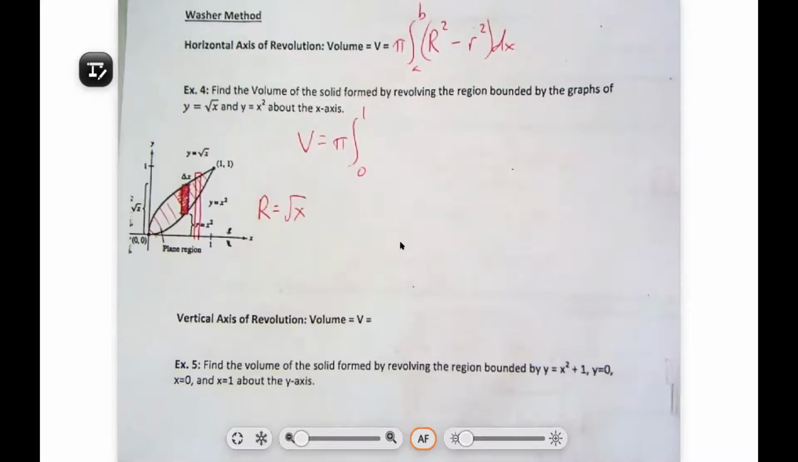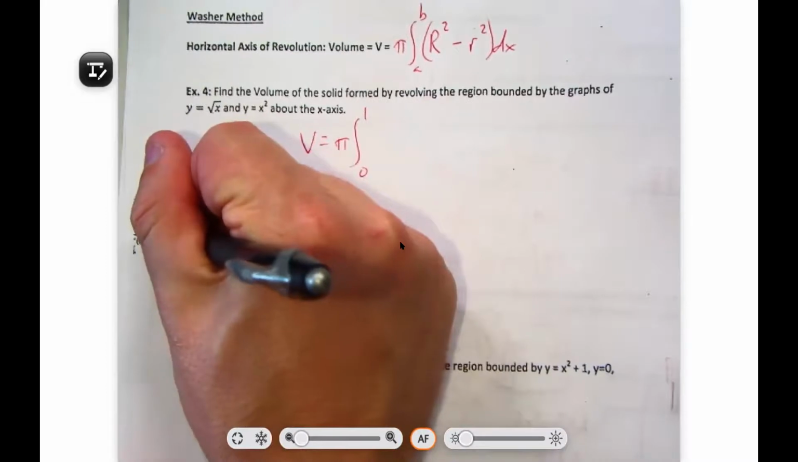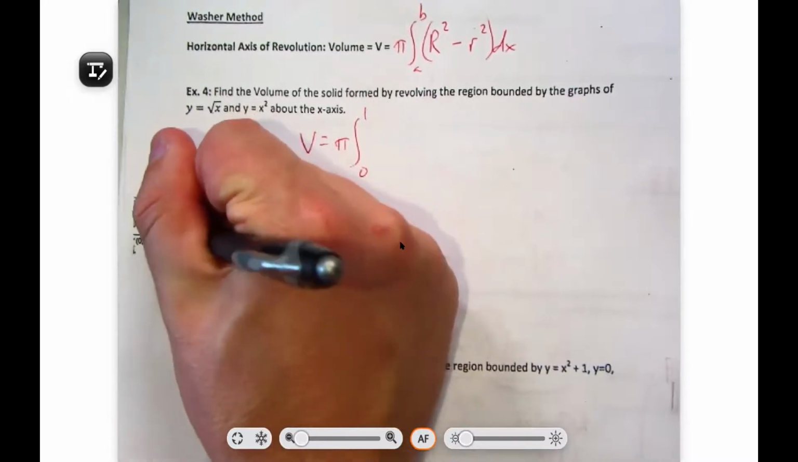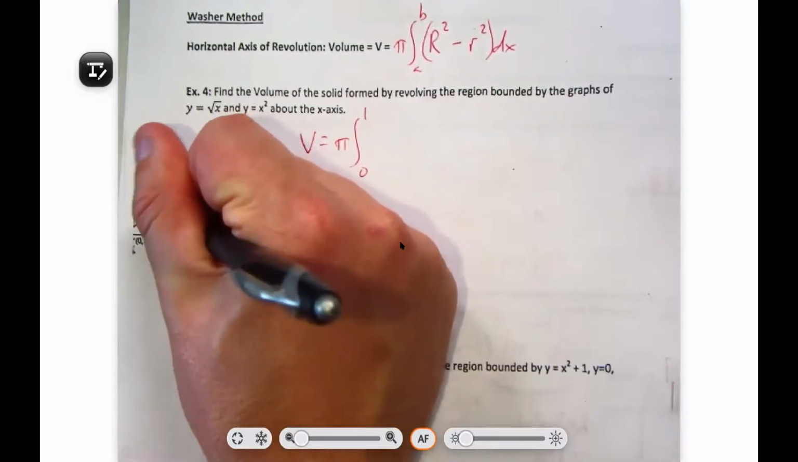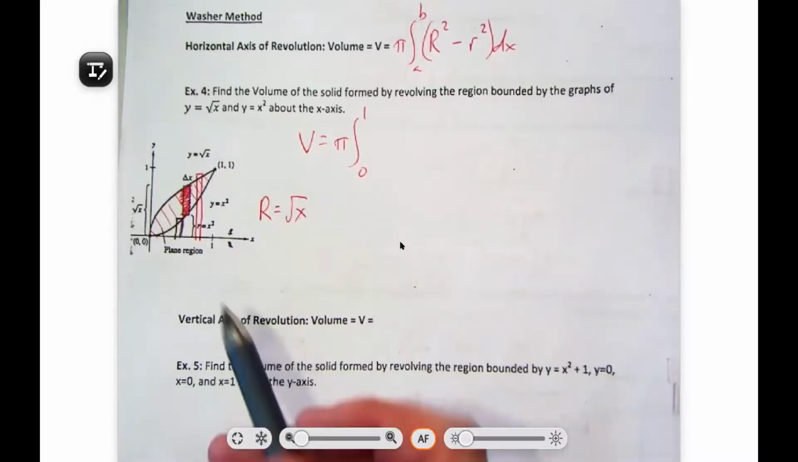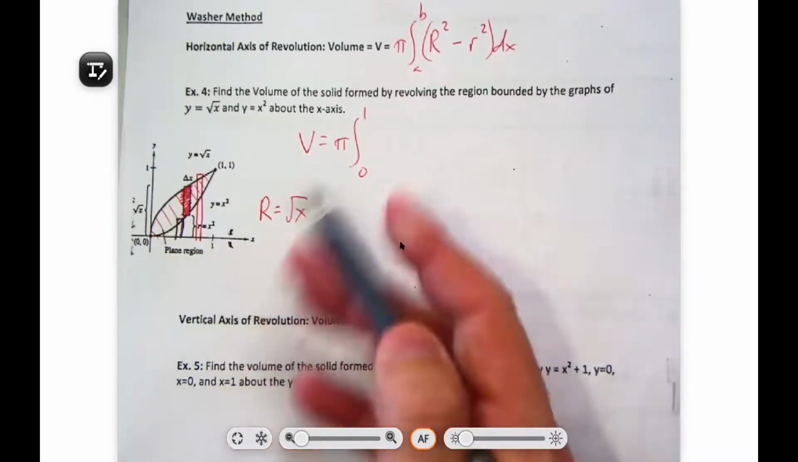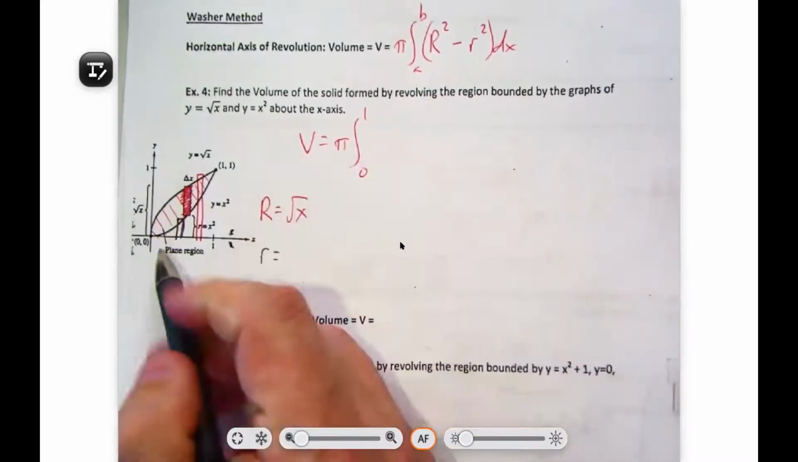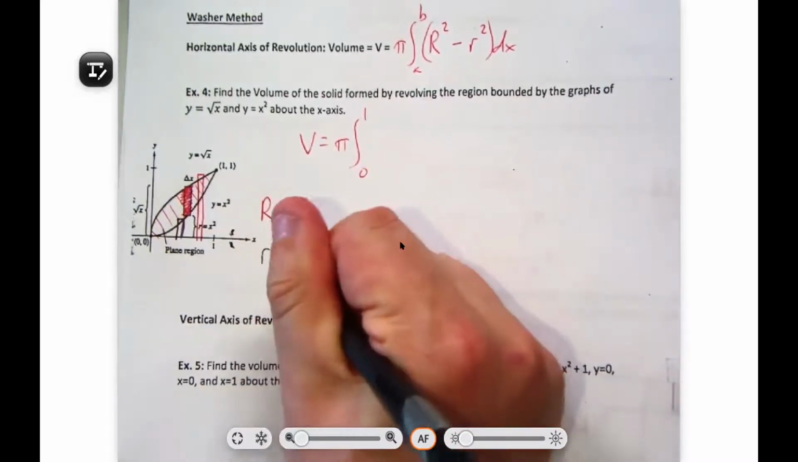For little r, I do the same thing, but now I just draw my rectangle to the inner function. Here. However tall that rectangle is, that's little r. Same idea: since we're revolving around the x-axis, it's going to be the function. That function is x squared.